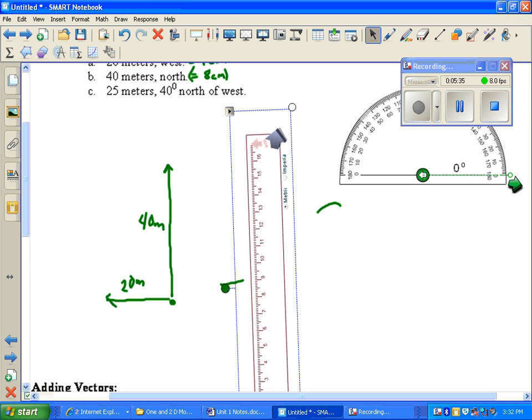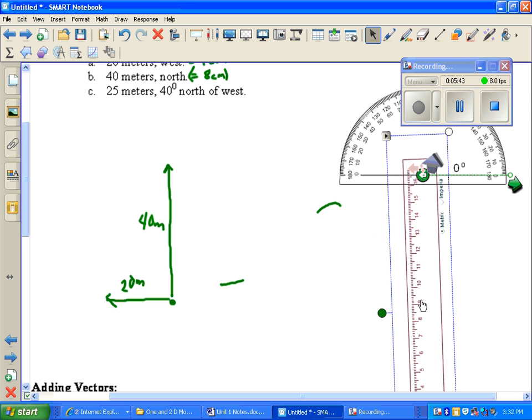Now, the last one I have to represent is 25 meters, 40 degrees north of west. So what does that mean? Okay, north of west, that means west is my reference. The second word, west, is my reference. And then I'm going to go north of that.